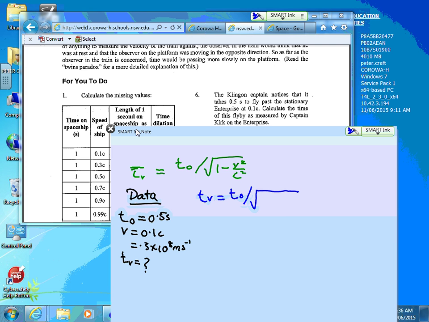What's the next step, Brad? Put the data in. We don't know T_v, we do know T_0, which is 0.5, divided by the square root of 1 minus 0.3 times 10 to the 8 squared, all over 9 times 10 to the 16.